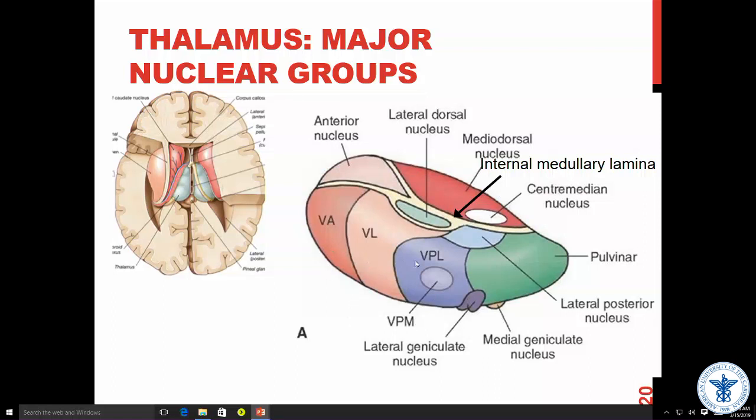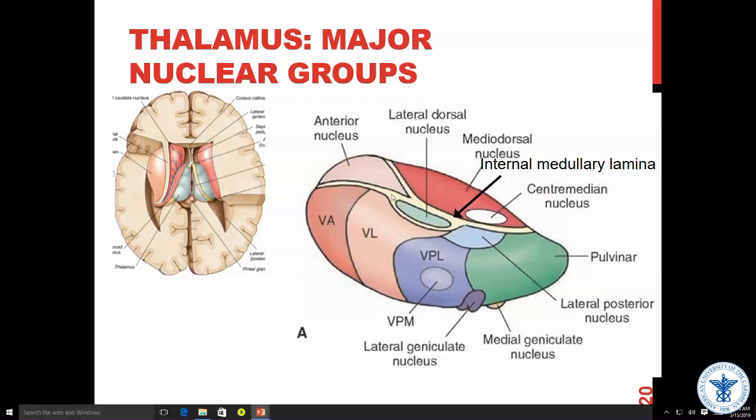You know, we have studied VPL for sure. We studied VPM for sure. We have not talked about VAVL. We'll see that after the exams. VPL, VPM, medial geniculate, lateral geniculate. We have studied all this. In fact, quite a number of these lateral nuclei we have studied. Remaining, we'll see them later.